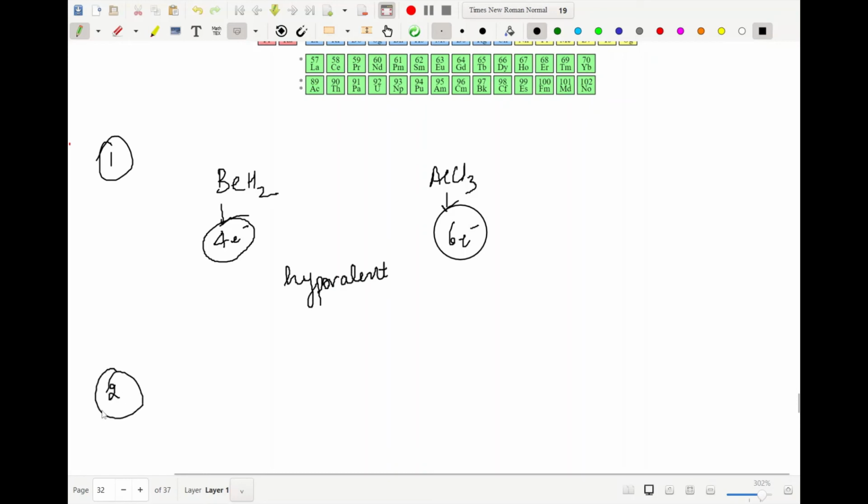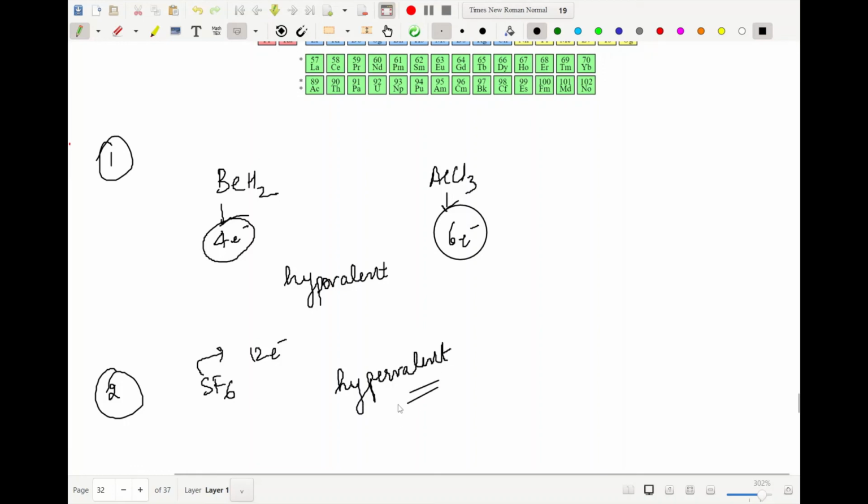Also, we have compounds in which the central atom has more than 8 electrons. For example, SF6. In SF6, we have a total of 12 electrons in the outermost shell of sulfur, which is of course much higher than 8. And such configurations in which the central atom has more than 8 electrons are called hypervalent configurations.